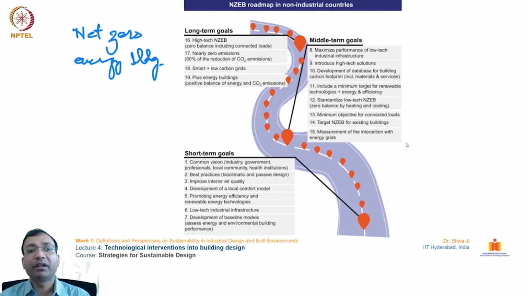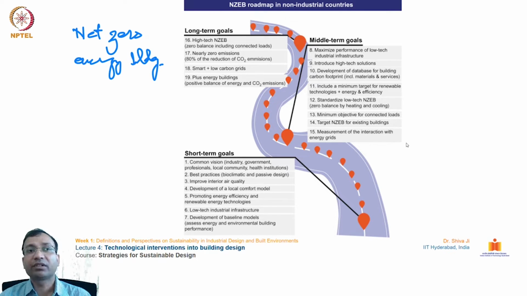Let's see what the midterm goals are for achieving such efficiency. This one talks about maximizing performance of low-tech industrial infrastructure. The low-tech infrastructure we spoke about in the previous one, it talks about maximizing its performance, so that we can make maximum use of such a facility which is readily available in the nearby region, in that particular given region.